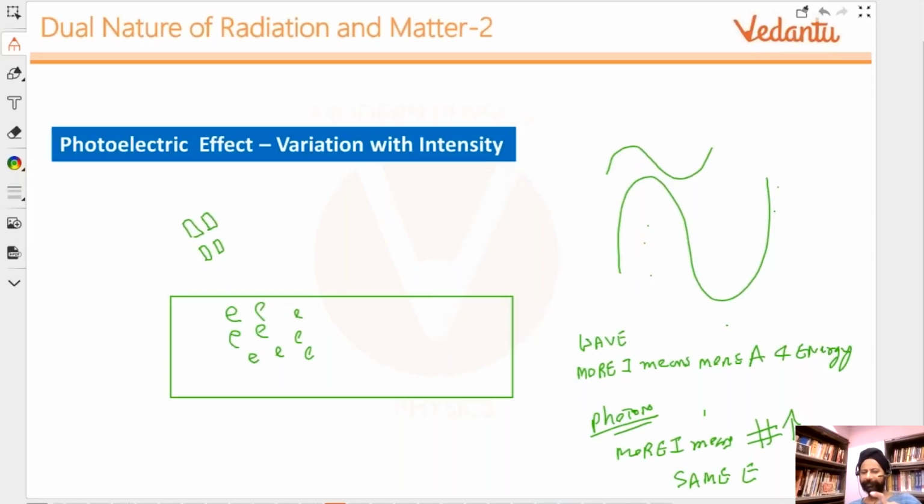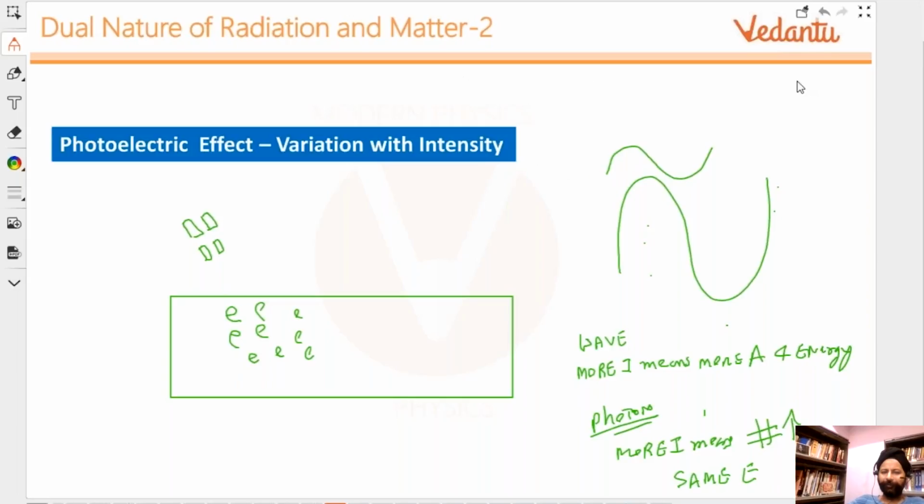This is a very big difference between wave and photon. When you look at the wave theory, more intensity means more energy, but in photon theory we are saying that with more intensity, the energy doesn't change. Each photon still has h times frequency because the color of light is not changing. Each photon has the same energy, it doesn't matter, more photons are falling on it.